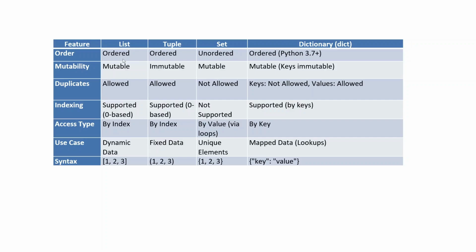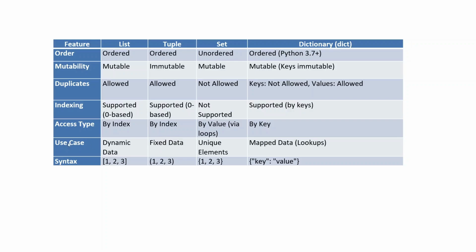Indexing: yes, lists support indexing, and tuples also support indexing. Sets do not support indexing because they are unordered, and dictionaries support access using the keys. You can access the elements using the keys. Access type is by index and by value. You have to give a value to retrieve it, or you can iterate via a loop, and in the case of dictionaries it is by the keys.